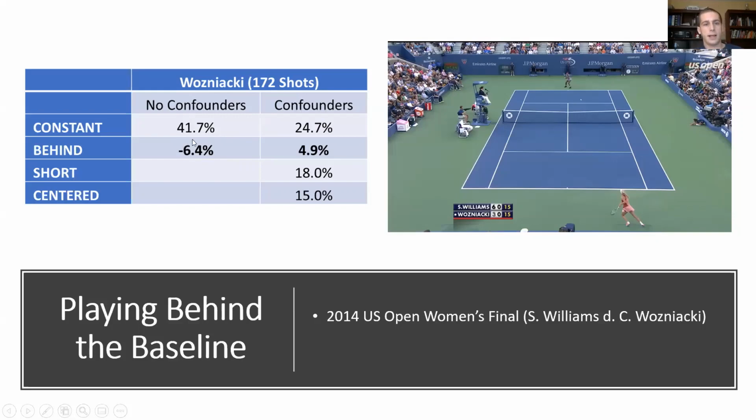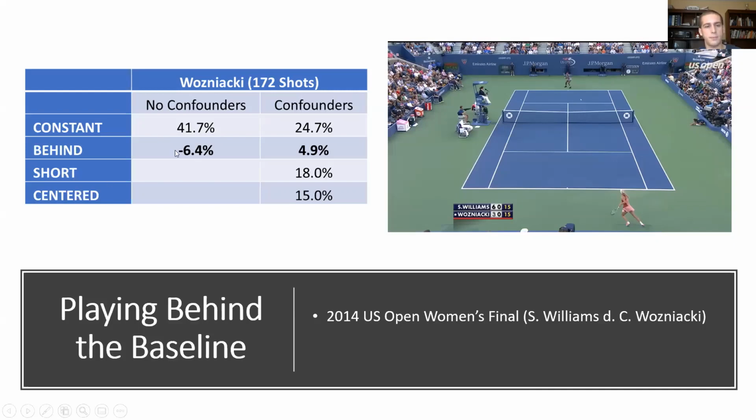Wozniacki, right? Her win probability when she stands behind the baseline is 6.4% lower than her win probability when she's on top of the baseline. All right, so if you look here behind, right, this just means behind the baseline. We have our good friend, the constant term. I can only put two confounders in this one. I couldn't put a floated confounder in here because apparently when I charted this match, Serena Williams didn't really hit any floaters at Caroline Wozniacki because Serena is just incredible and she just wasn't hitting any floaters.